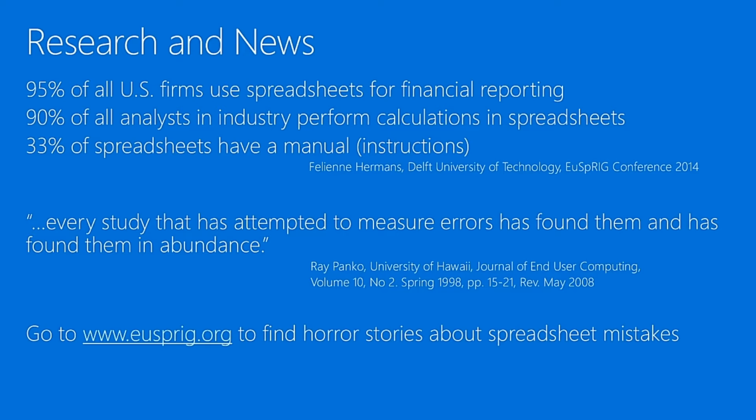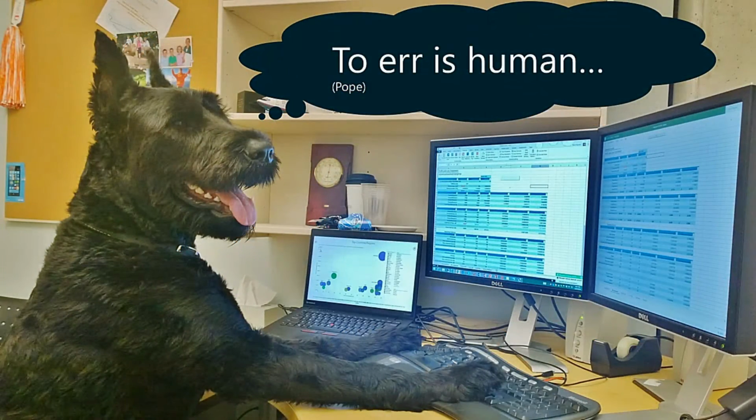And if you want stories about some of this, you can go to eusprig.org. EuSpRIG is the European Spreadsheet Risk Interest Group. They have a list of stories from the news. Some are pretty scary, some are pretty interesting, some are funny. But that's a great place to go to learn more about all this stuff. What does it mean again? Oh, the European Spreadsheet Risk Interest Group.